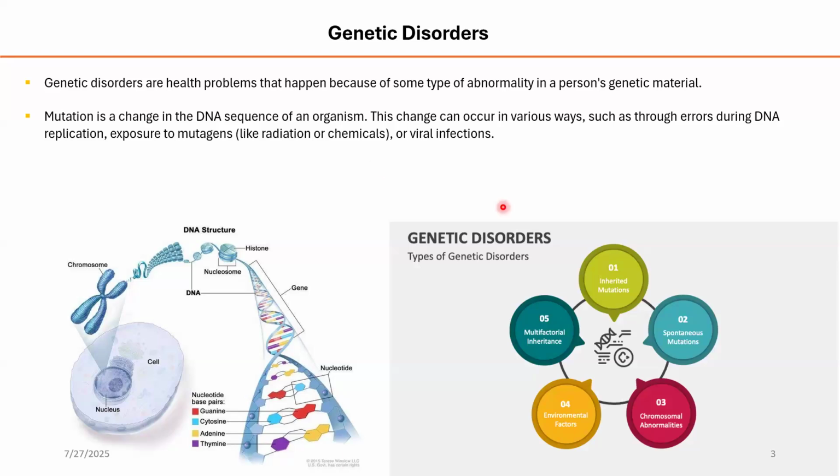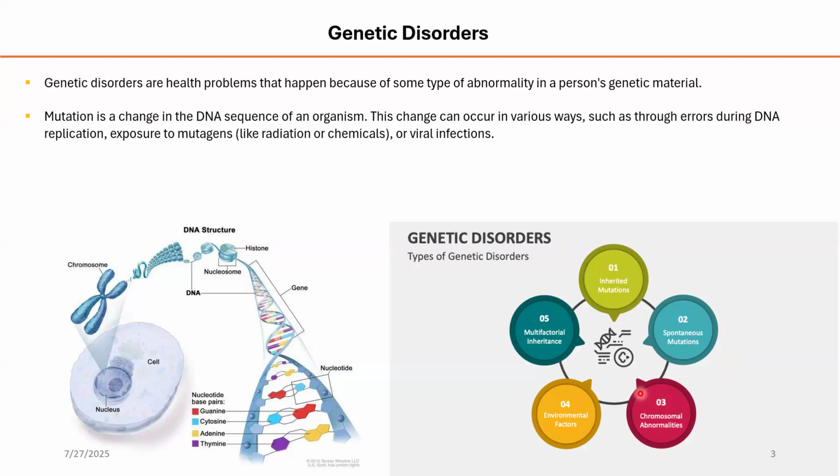So these genetic disorders are grouped mainly into 5 categories. They could be due to any of these factors, like inherited mutations, where the genetic change is passed from a parent to offspring. In the case of spontaneous mutation, it may not be normally inherited, but it can occur randomly. So it may be a DNA replication error or due to unknown factors.